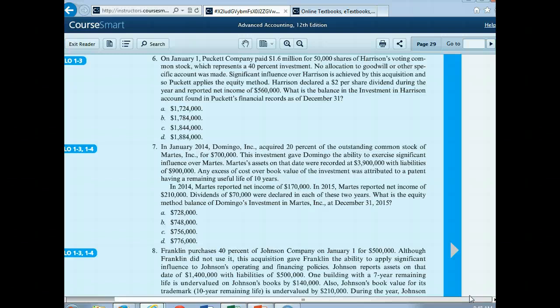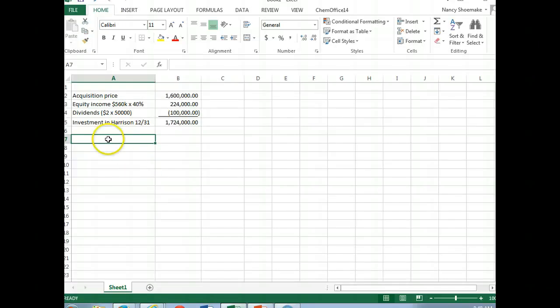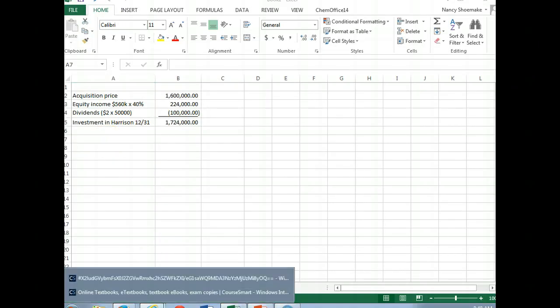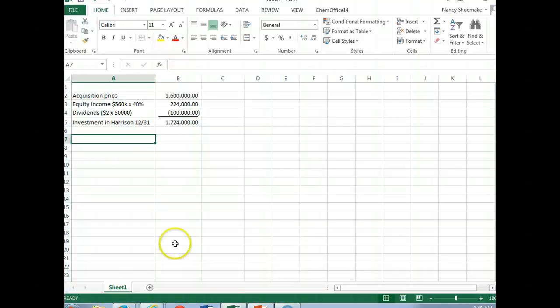So, the way we're going to do it, let me just go back and say, it also tells us in 2014, Martis reported net income of $170,000. In 2015, Martis reported net income of $210,000. Dividends of $70,000 were declared in each of the 2 years. What is the equity method balance of Domingo's investment in Martis at December 31st of 2015? So we're just going to pull up our Excel. We purchased it for, I believe, $700,000. So we're gonna start the same way. The acquisition price, $700,000.